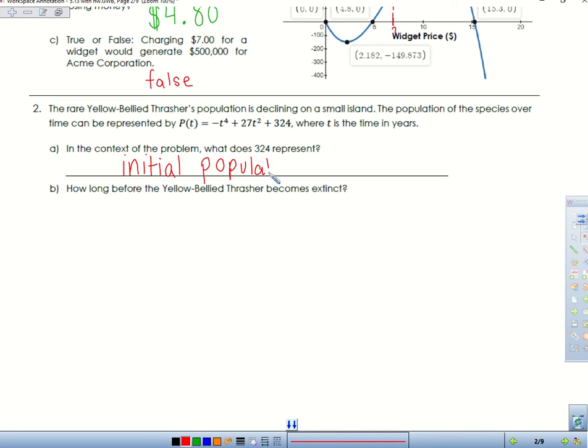And then is the population increasing or decreasing over time? Good. And I know that because of the negative sign in front of the t, as well as the fact they tell me it's a declining population. So now they want to know how long before the bird becomes extinct. The bird becomes extinct when its population reaches what amount? 0. Good. So what we're going to do is we're going to replace P with 0.